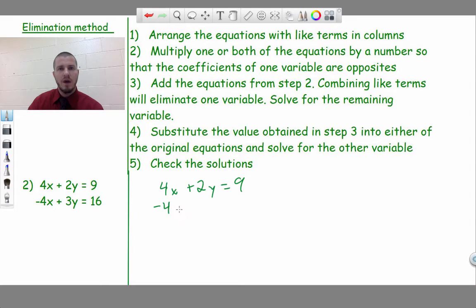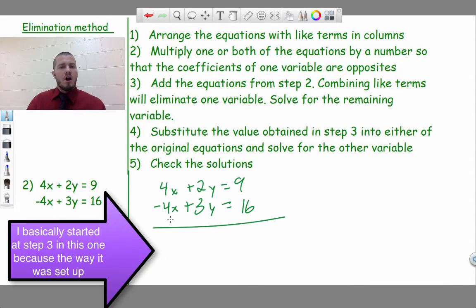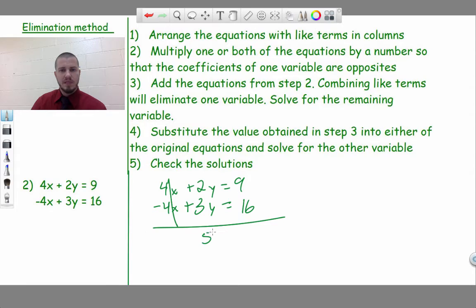Step 1, arrange the equations with like terms in columns, which they are here, but I always tell you to put x's first, then y's, then constants, and this is basically standard form. And these are all set up to cancel out. So what you're doing is you're combining these. These cancel out. This becomes 5y, this becomes 25. If I divide by 5, I get y is equal to 5.